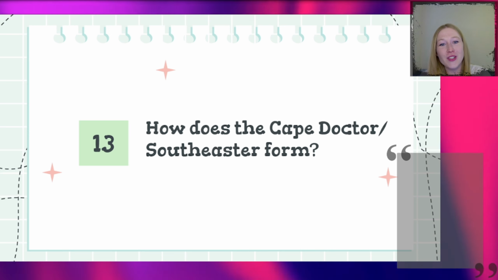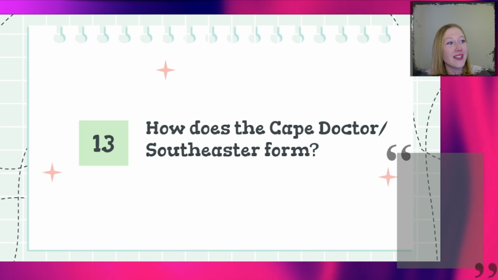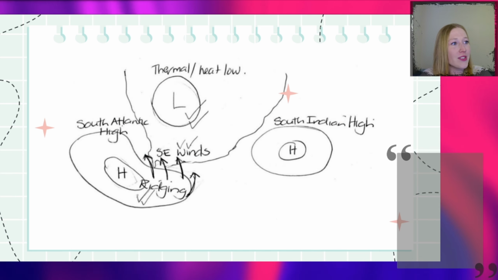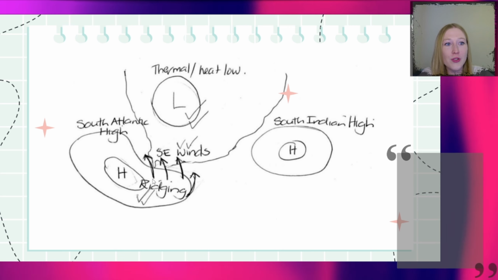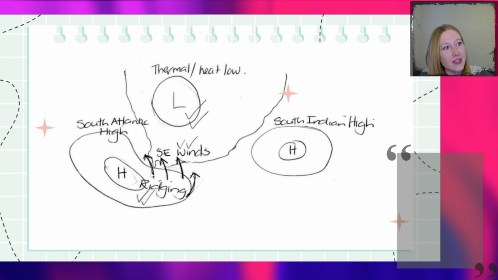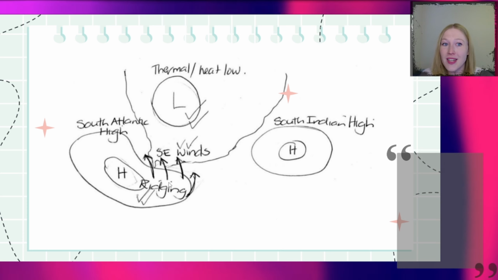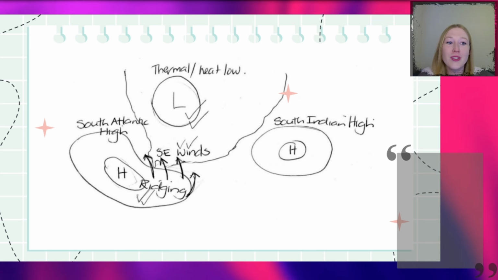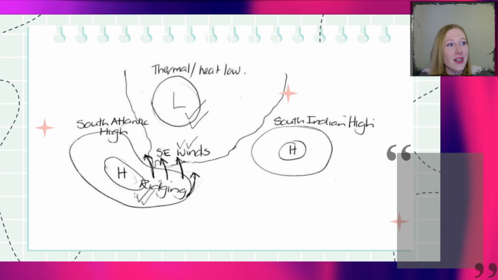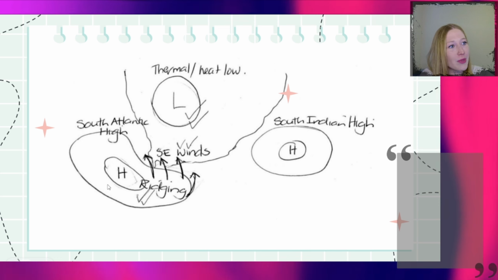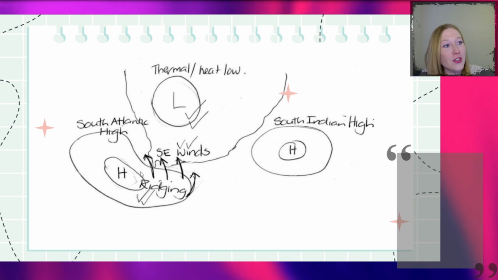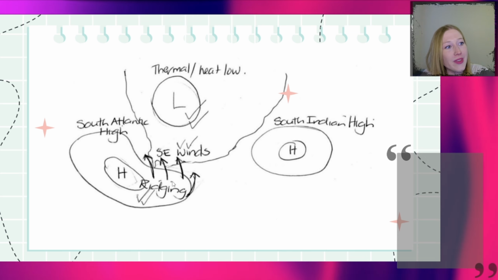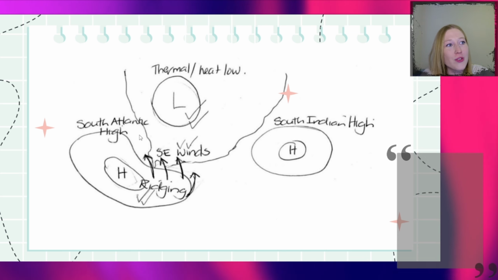Now, this is one that seems to pop into quite a few papers, and that is the Cape Doctor. The Cape Doctor is also referred to as the Cape Southeaster. How does it form? It blows over, in case you couldn't tell by the name, it blows over the Cape. So not just like the whole of the Western Cape, but very specifically around here. The Cape Doctor or the Cape Southeaster is a wind that occurs in summer when we have this high pressure off of the Cape. The high pressure moves in an anticyclonic direction. So that means that the wind blows from the southeast and it blows over the Cape.